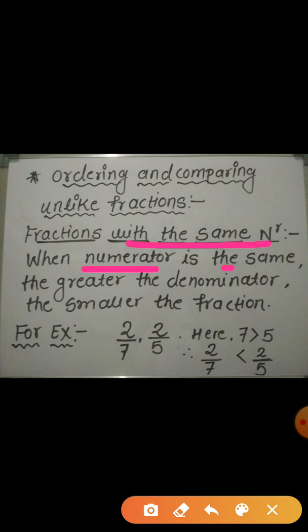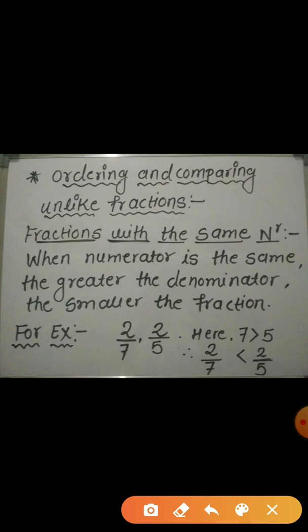When the numerator is same, we compare the denominators only. Greater the denominator, smaller the fraction. For example, here you can see I have taken two fractions, 2 by 7 and 2 by 5. Now they are unlike fractions but with the same numerator. Since the numerator is same, we compare the denominators only.